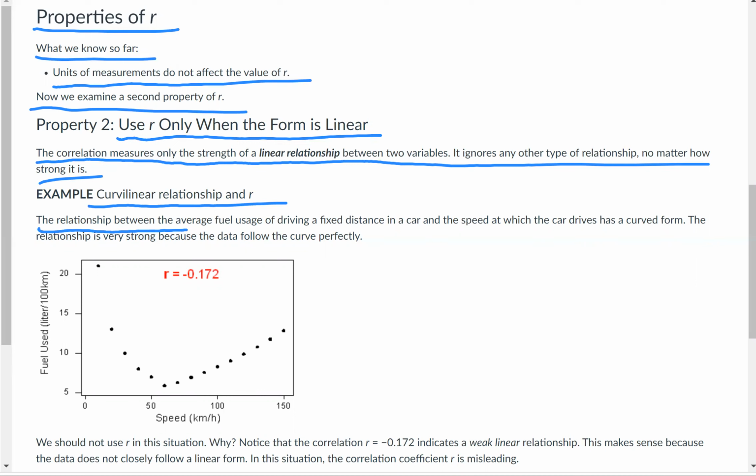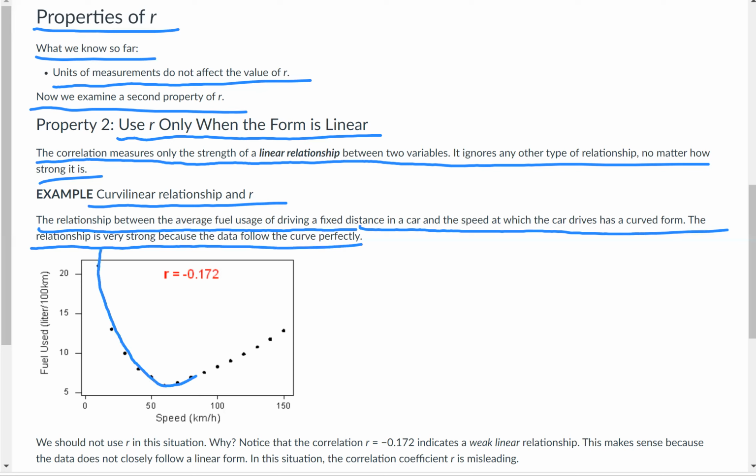The relationship between the average fuel usage that we've seen in a previous example earlier in this module, of driving a fixed distance in a car and the speed at which the car drives, has a curved form. The relationship is very strong because the data follows the curve perfectly. So whatever this curve is, I don't know how it's modeled. It's definitely not a line, but maybe it's part of a different type of function or curve that you might have seen in algebra. It's definitely not a line.